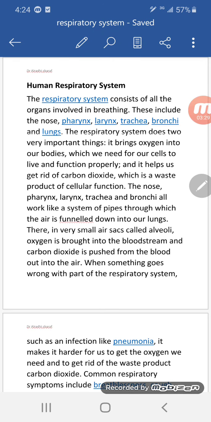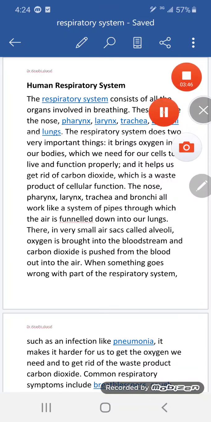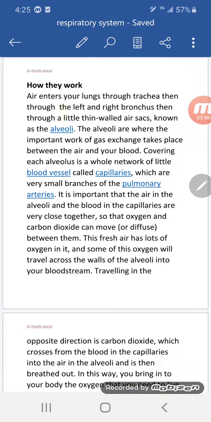Now we will talk about the function of the respiratory system. It brings oxygen into our bodies, which we need for our cells to live and function properly, and it helps us to get rid of the carbon dioxide, which is a waste product of cellular function. Now we will talk about how they work.